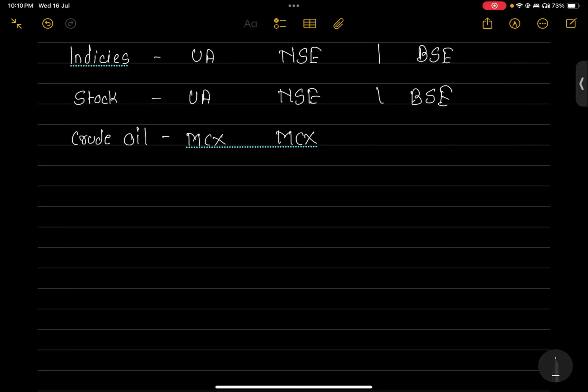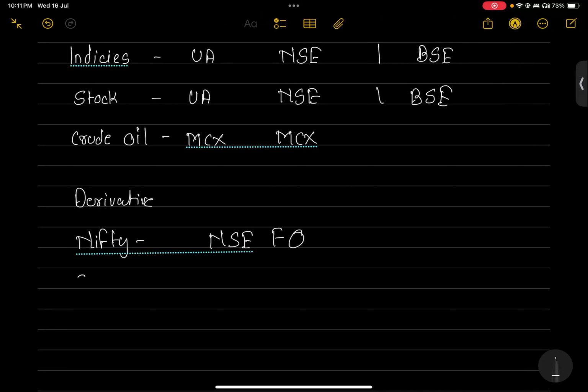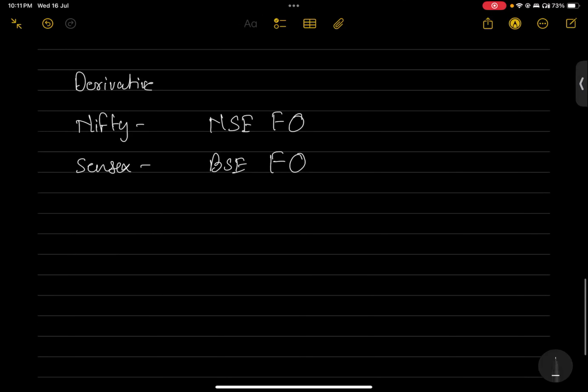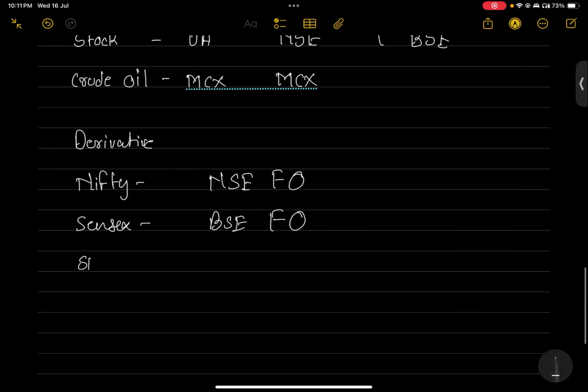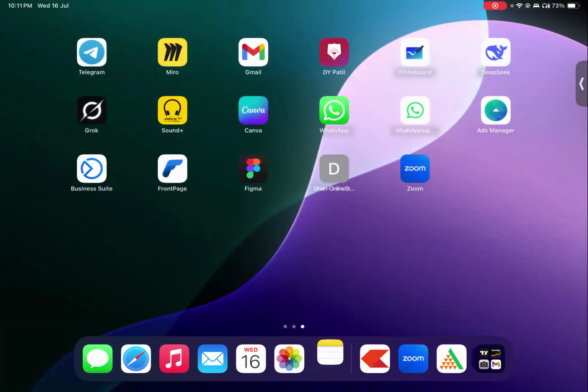Now, how to identify a derivative? If you're trading in any Nifty contract, NSEFO will be written. If you're trading in Sensex, BSEFO will be written. If you're trading in a stock, NSEFO will be written. Let's get this properly now with a proper example.